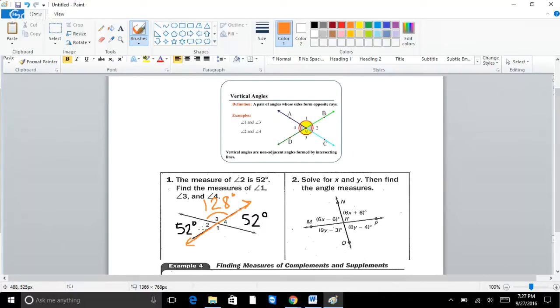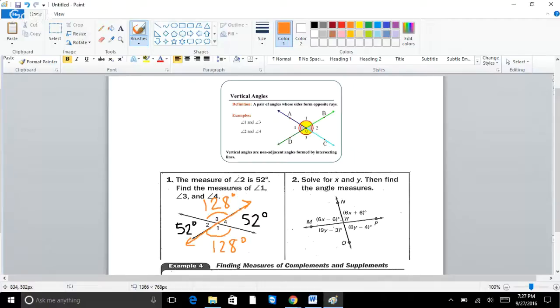Then that leaves us to find what the measure of angle 1 is. But angle 1 is a vertical angle with angle 3, so we know that that is 128 degrees as well. We can double check by adding that to 52, which we know is 180. So that's a useful tool when we have vertical angles to be able to solve.